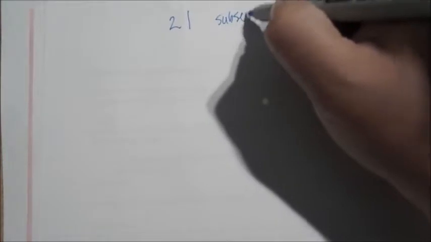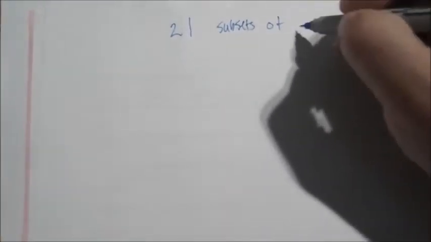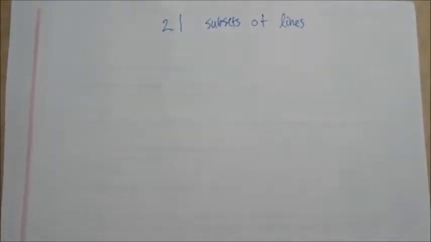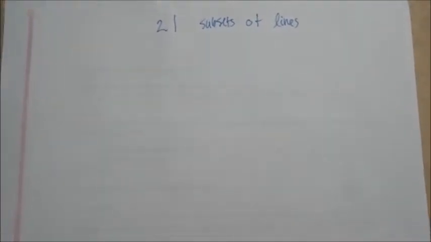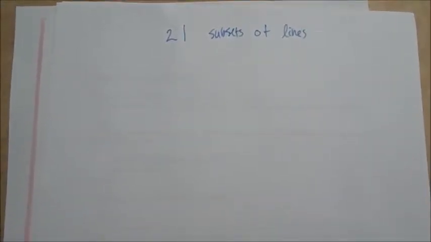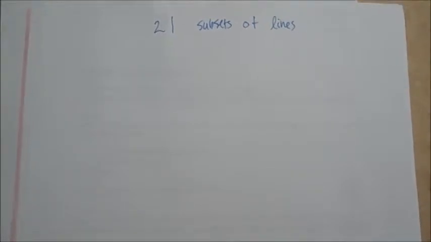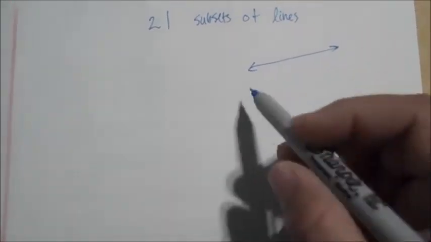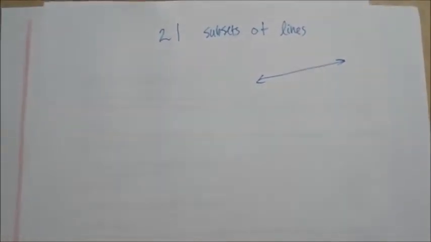All right, this is section 2.1, and it's called subsets of lines. In chapter 2, we're going to study subsets of lines and subsets of planes. And if you remember what a subset is, it's just a portion of the main one. So we're thinking about lines here. Just draw one. You know, it's going to keep going infinitely in both directions.